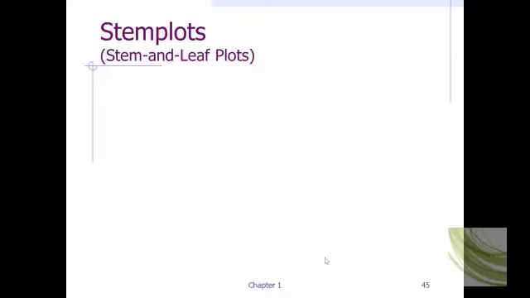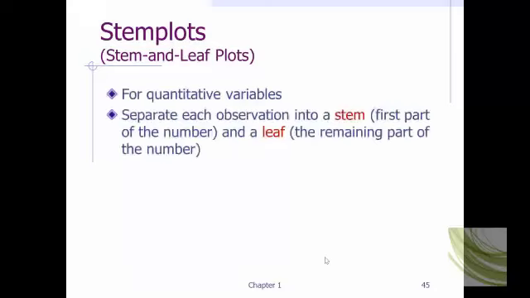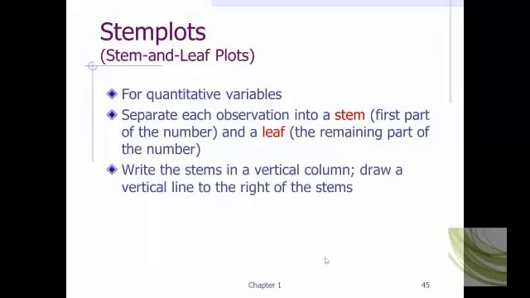And then we have stem and leaf plots. Now, the stem and leaf plot is another way to quickly make a histogram. And we could do it for quantitative variables, and we separate each observation into a stem and a leaf. And you'll get the idea here in just a moment. So we're going to write the stem in the vertical column, and then the leaf is the remaining part of the number. Let me show you what I mean.